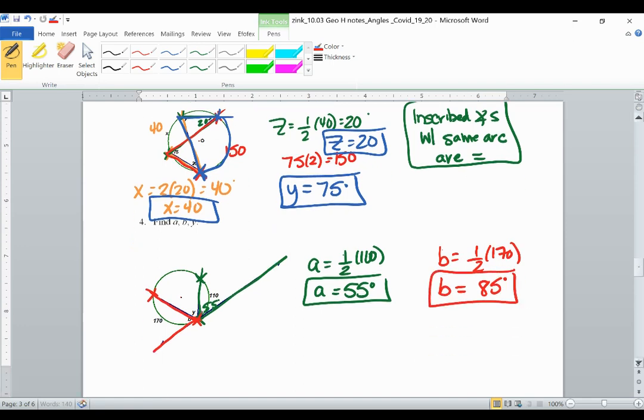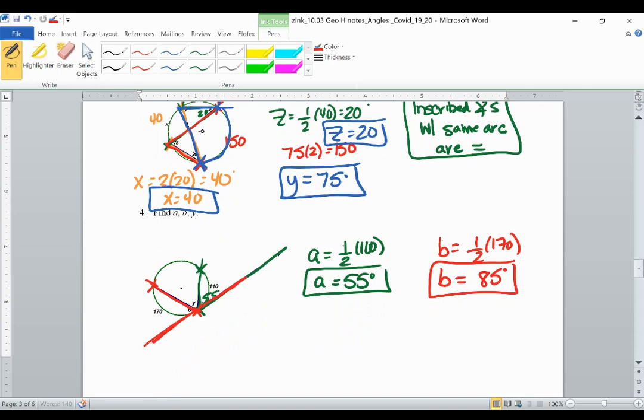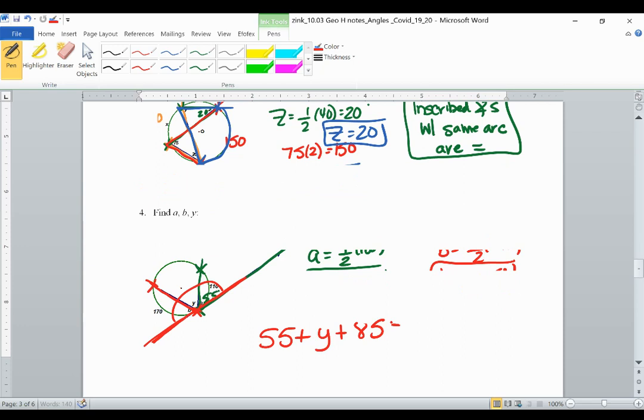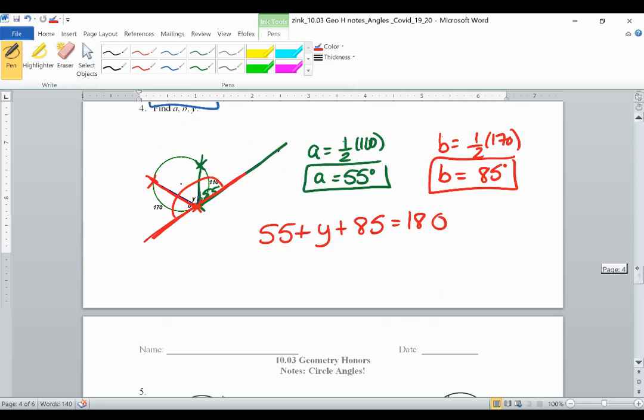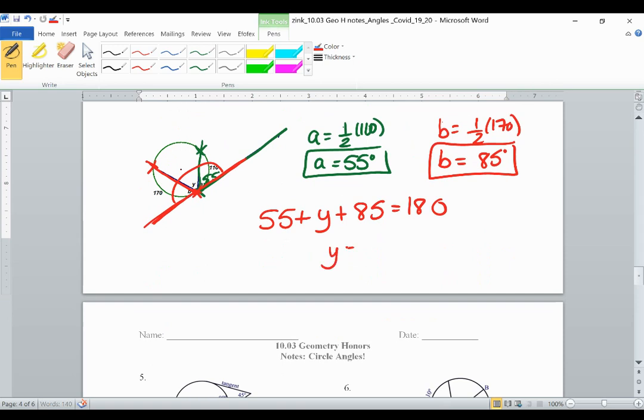And then to find y, I see that they're all on that same tangent line. So all 3 of those angles add to 180. So I'm going to do 55 plus y plus 85 equals 180, and then you're going to solve for y. So add together your 55 and your 85, and then subtract that from 180. So you'd get 140, and then 180 minus 140 should give you 40 degrees.